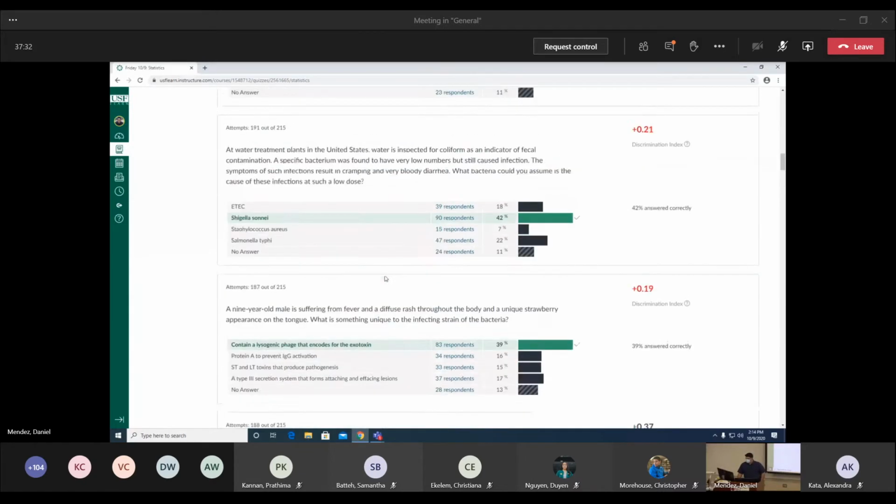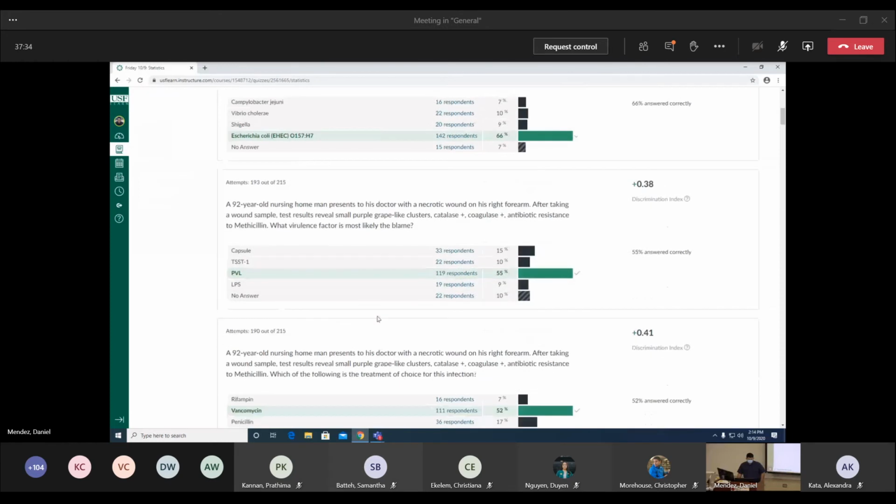Did I go over number 2? Okay, number 2. So with the question stem, we know it's a 92-year-old man. So that means it's going to be community acquired because he's in a nursing home, and he has a necrotic wound. This part's really important here, the necrotic wound. After taking the sample, we see the small purple grape-like clusters. So that's going to be staph. Catalase positive, once again, leading you to staph. Coagulase positive is leading you to Staph aureus specifically. And then an antibiotic resistance to methicillin. So now we know that the bacteria is MRSA.